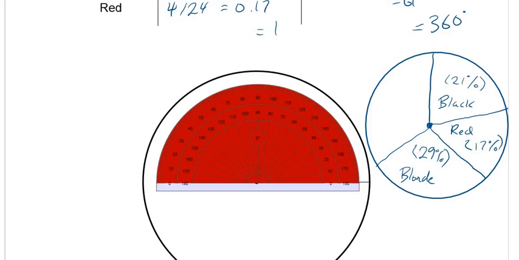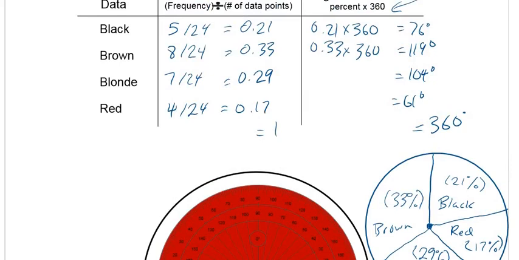And if you did this correctly, check with your protractor, make sure this angle works properly. But this is going to be 119 degrees, or 33%. And just remember, those percentages I took are just from our chart here, just those decimals, and we put them into percent form. 21%, 33%, 29%, 17%. And that's all we did there. And now that we've done that, then we have a fully drawn circle graph.